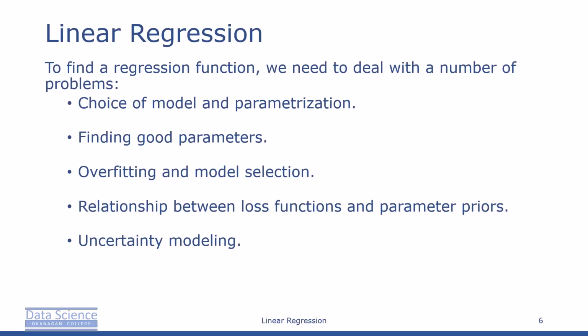Overfitting and model selection. Overfitting is a problem when the regression function fits the training data too well but does not generalize to unseen test data. Overfitting typically occurs if the underlying model or its parameterization is overly flexible and expressive. We will look at the underlying reasons and discuss ways to mitigate the effect of overfitting in the context of linear regression.